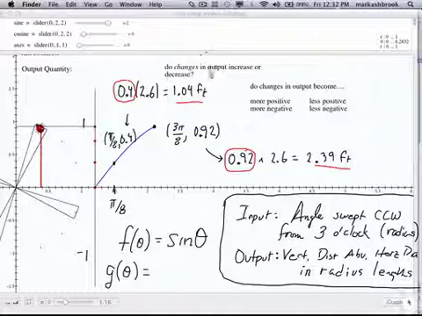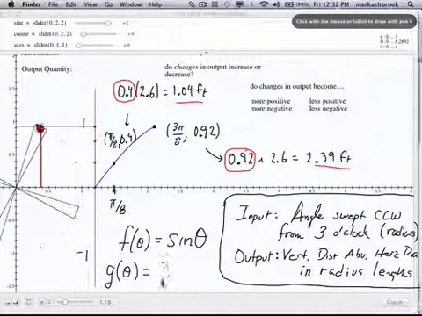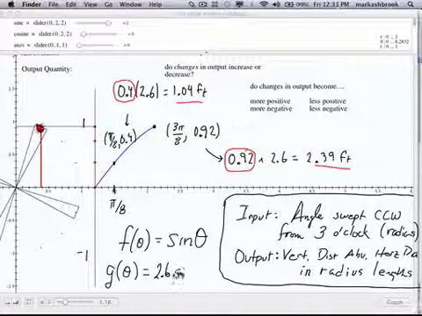So our radius is 2.6. So what function could output the bug's vertical distance in feet? Anyone get it? What would it be? 2.6 times sine theta. You see? What function would output your location above the horizontal on the Ferris wheel in feet? What would you do? 90 times sine of theta.